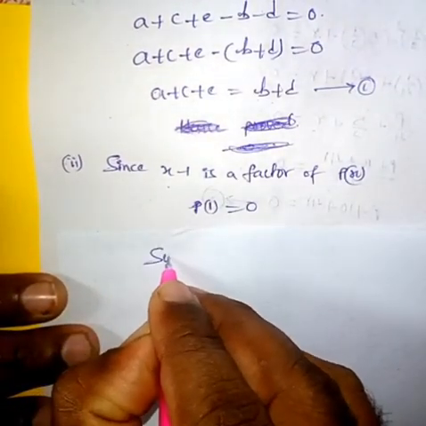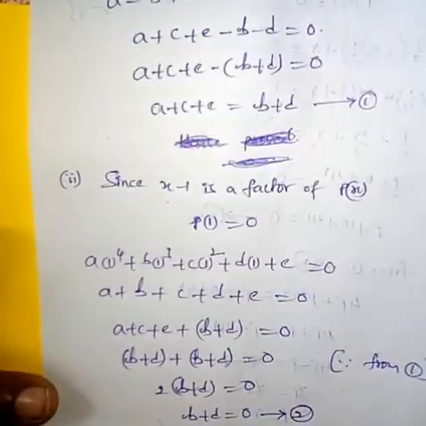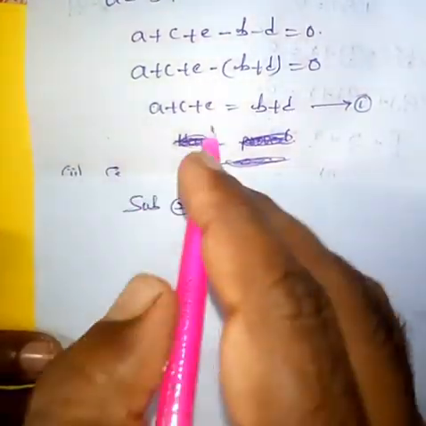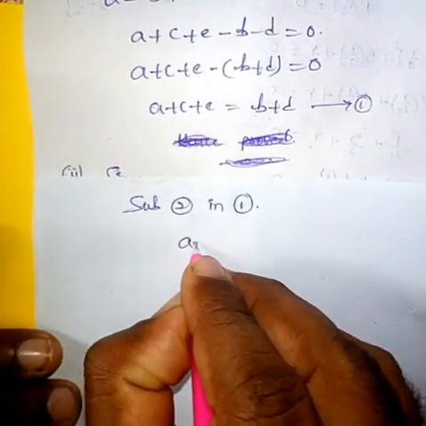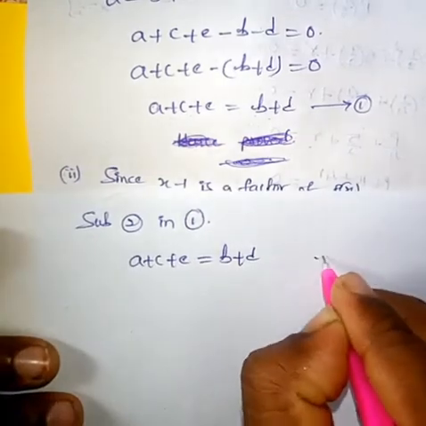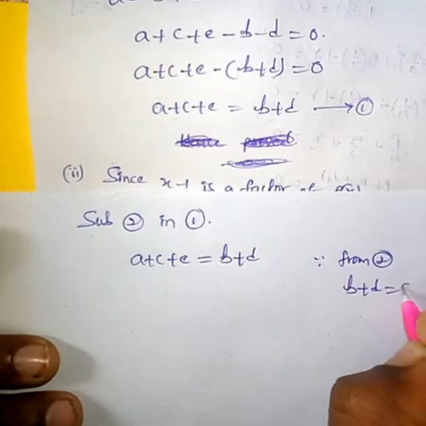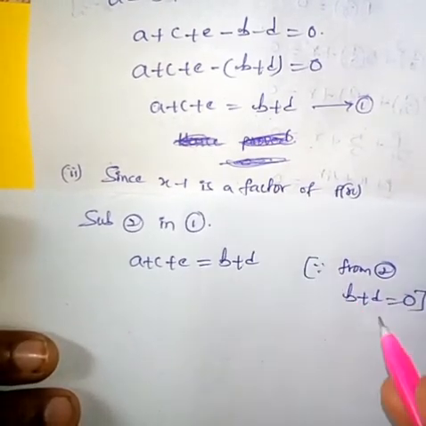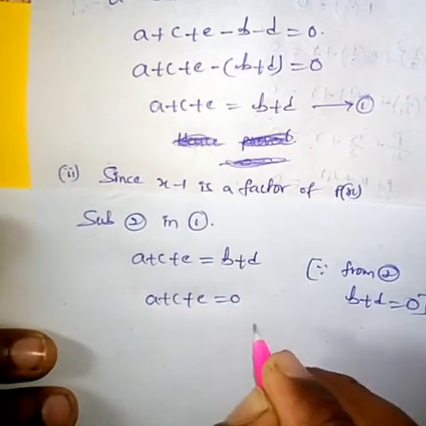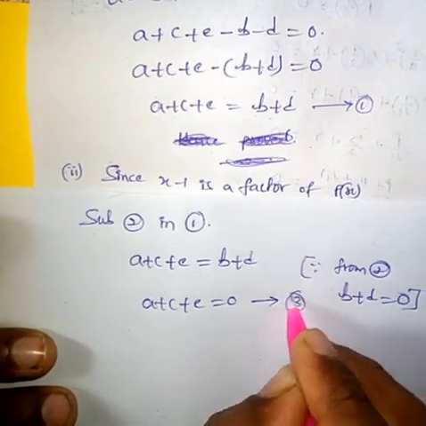Substitute equation 2 in equation 1. What is equation 2? That is b plus d equal to 0. And if you substitute in equation 1, what is equation 1 here? A plus c plus e is equal to b plus d. Since from equation 2 b plus d is equal to 0, if you substitute 0 in the place of b plus d, you can get a plus c plus e is equal to 0, and name this as equation 3.